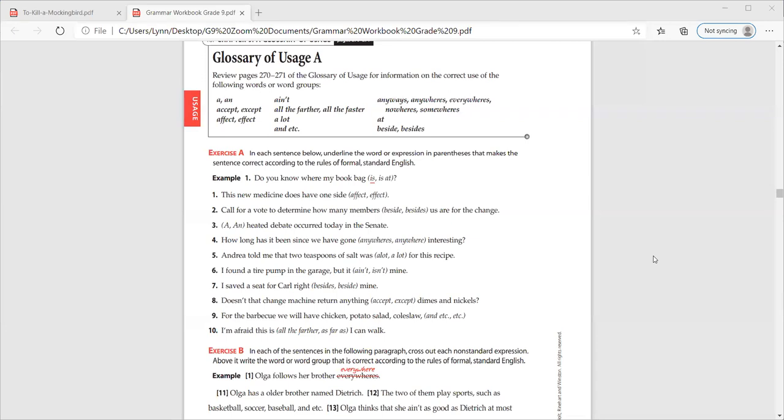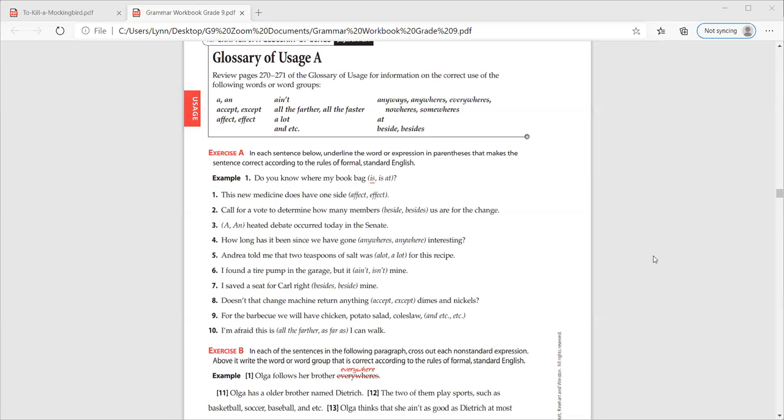No. Okay. All right, and page 275. Hold on one second, guys. Okay, while well is usually an adverb, it is also used as an adjective to mean healthy. Example, she does not feel well. We would not say she does not feel good. That's incorrect formal English. You would say she does not feel well.